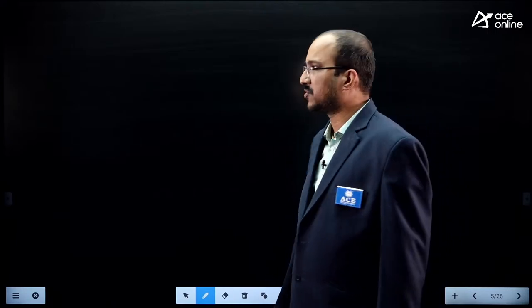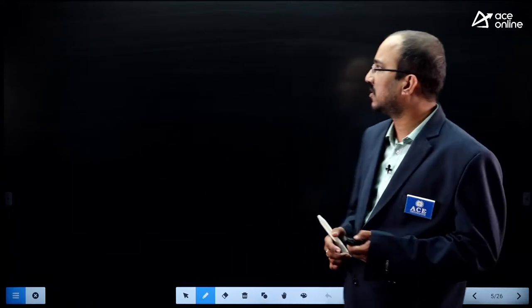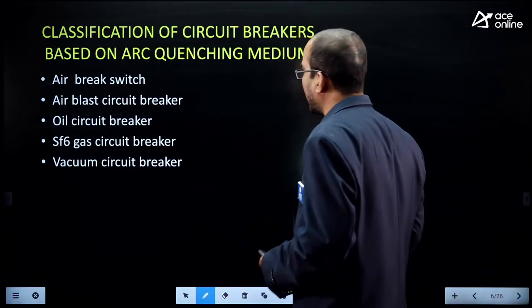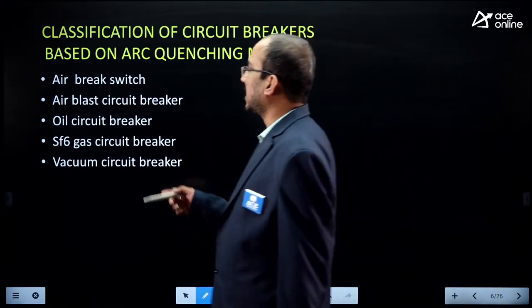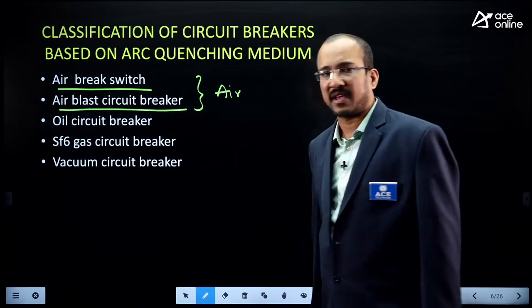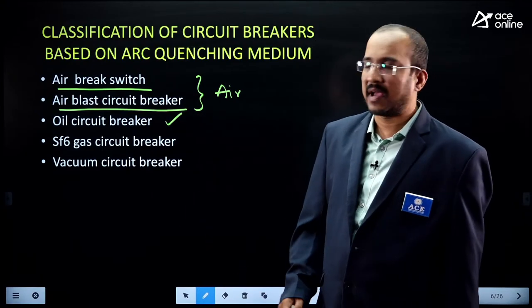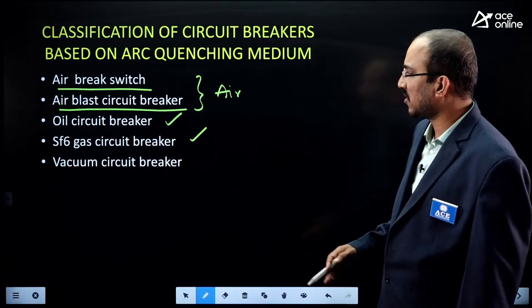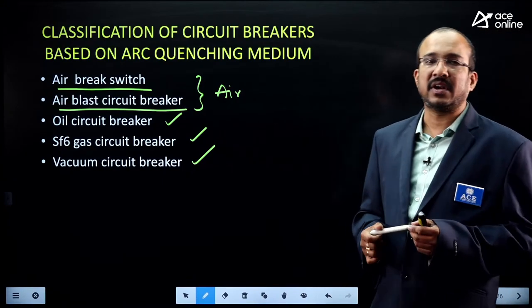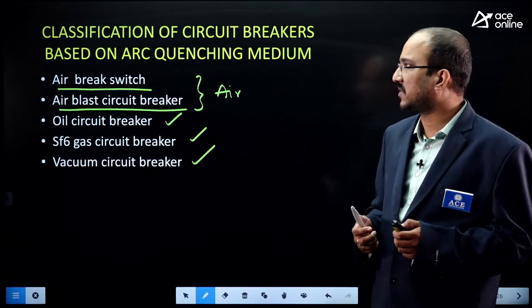So, what are the insulations that are used in a circuit breaker? Based on that, what are the different types of circuit breakers? Classification of circuit breakers based on the arc quenching medium: we can use air as insulation, so we have the air brake switch and the air blast circuit breaker. In these two cases, air acts as the insulation medium. We have the oil circuit breaker, SF6 gas is used in the SF6 circuit breaker, and vacuum is used in the vacuum circuit breaker. These are the different types of circuit breakers based on the insulation: air, oil, vacuum and SF6 gas.